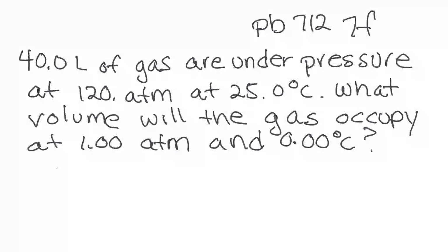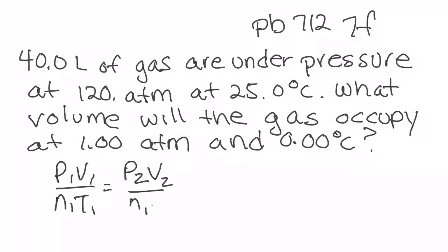So I have P1V1 over n1T1 equals P2V2 over n2T2. And if I read this problem carefully, I notice I'm given a pressure. So this is a pressure reading. I'm given a volume. This is a volume reading. I'm given a temperature. This is a temperature reading, but I'm not given anything about moles.